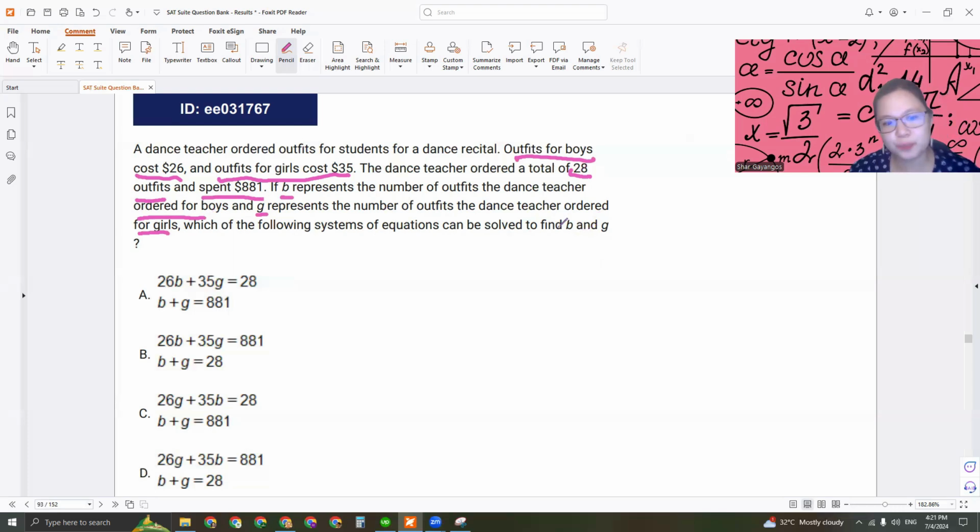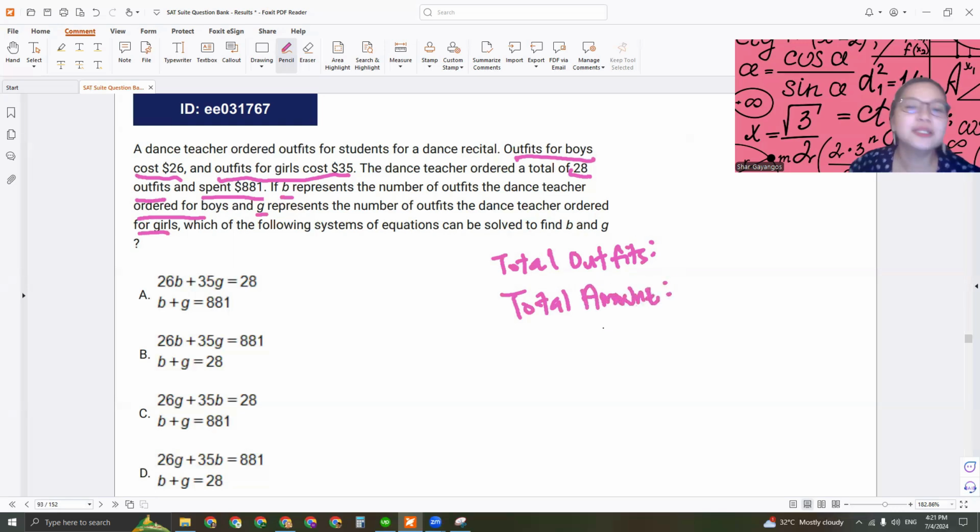So what you can do is just briefly take a look at the choices. Oh, okay. So this is how they want it set up. So they want the total outfits ordered and the total amount, correct? The choices seem to lean towards that total amount it cost. All right, so total outfit. How many total outfits did the teacher buy? We have 28. So B plus G is equal to 28 because B represents the number of outfits for boys and G represents the number of outfits for girls.